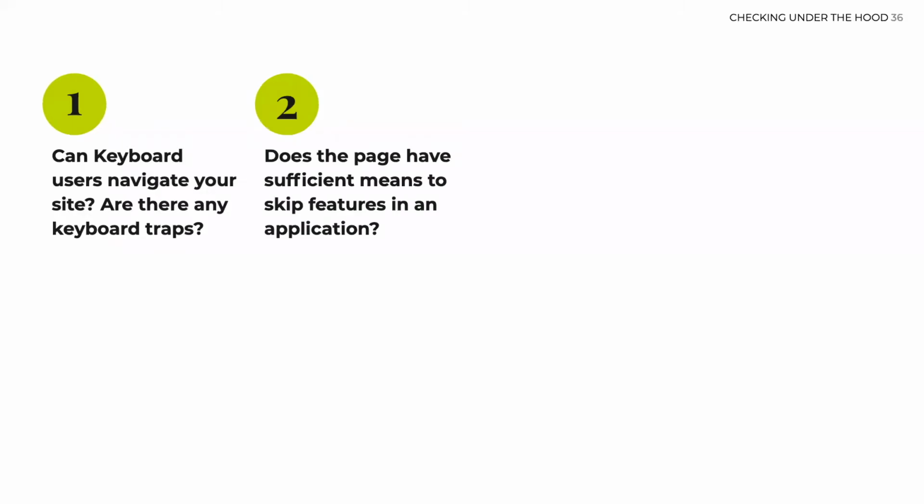Does your page have sufficient means to skip features in an application? There should be a link on the top of your page to skip to main content or skip to navigation. Pages with a lot of content should be broken up and use smaller chunks using anchor links.